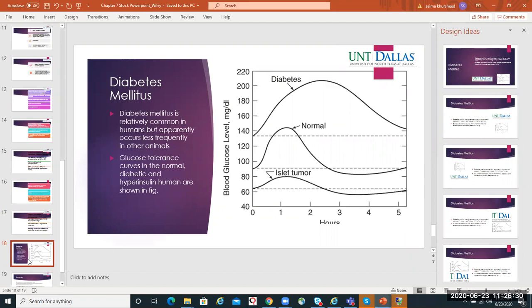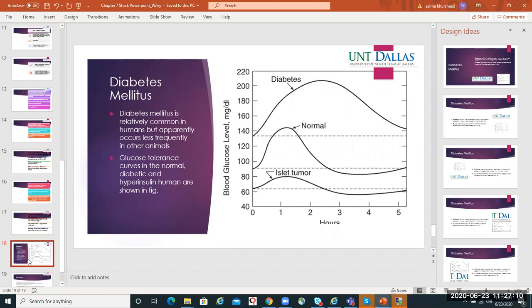So let's talk about diabetes mellitus. What is diabetes mellitus actually? Diabetes mellitus is relatively common in humans, but apparently it occurs less frequently in other animals too. The disease is diagnosed partly on the basis of higher than normal fasting levels of blood glucose. This disease is not a single entity, instead it's a spectrum of clinical disorders of which excessive blood glucose, also called hyperglycemia, is a common denominator.